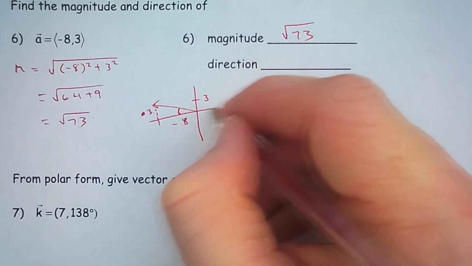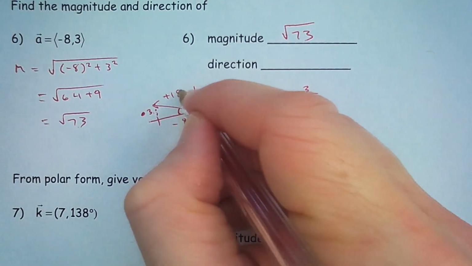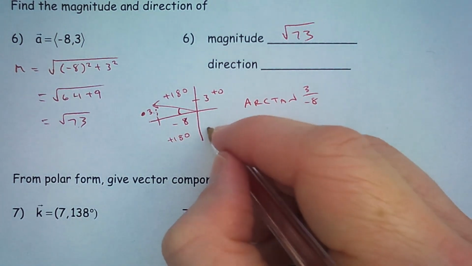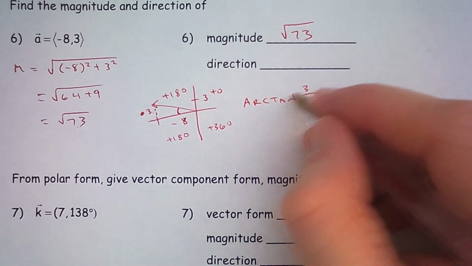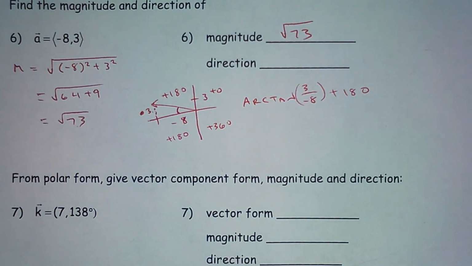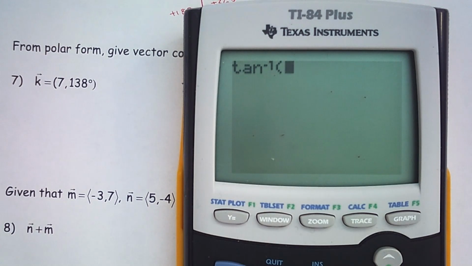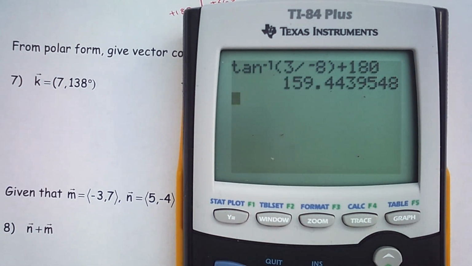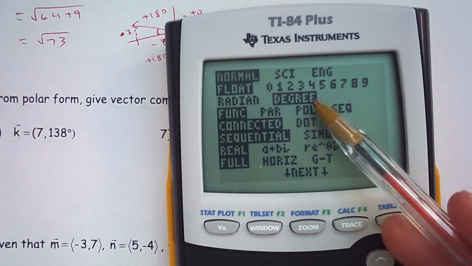Okay, now, when we are in the first quadrant, we add 0 to our arctangent. Over here on the left side, we add 180 in the second quadrant and 180 in the third quadrant, or 360 in the fourth quadrant. So here we are in the second quadrant. Once we do arctan 3 over -8, we need to add 180. Okay, so we'll do arctangent 3 over -8, and then we will add 180, and we get 159.44 degrees. Make sure that your calculator is in degree mode.